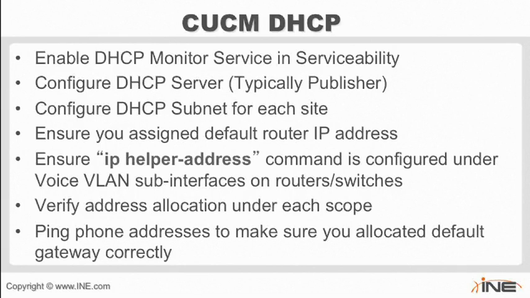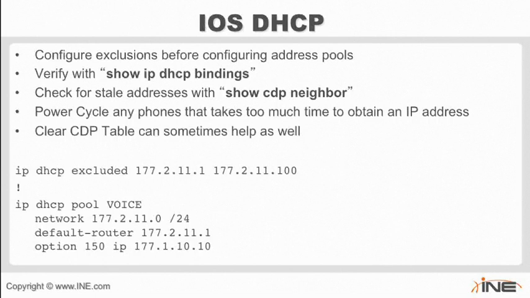This is certainly possible in IOS. It's not really so possible in CUCM. There's really not even a command line to show you that. It's not the best DHCP server. And then ping the phone address to make sure you've allocated the gateway correctly. Go to the web interface for the phone. So just put the IP address of the phone in a web browser. Make sure you can reach that web server.